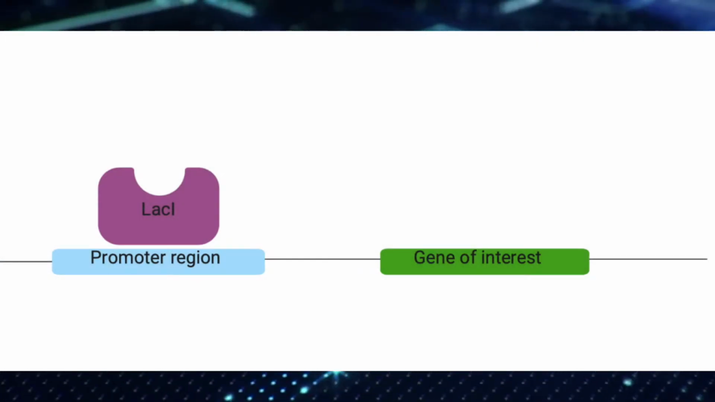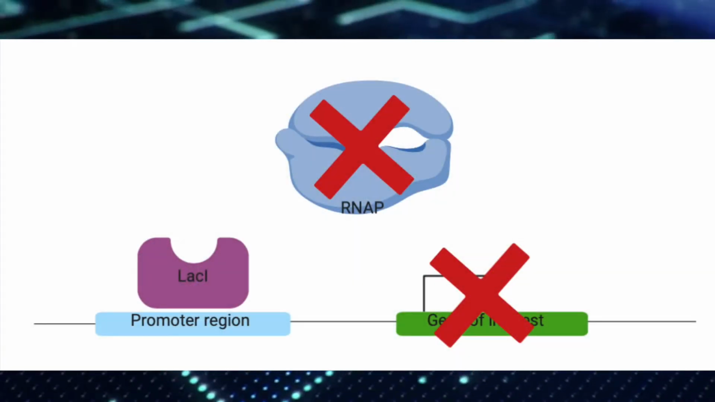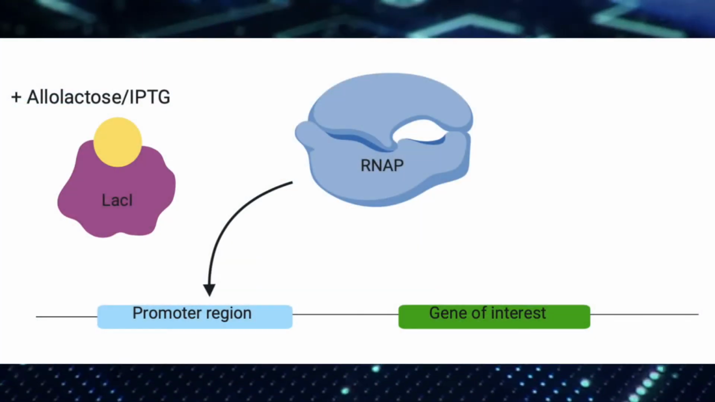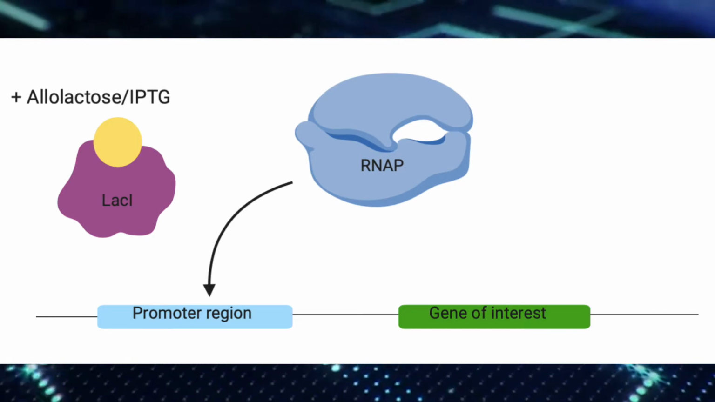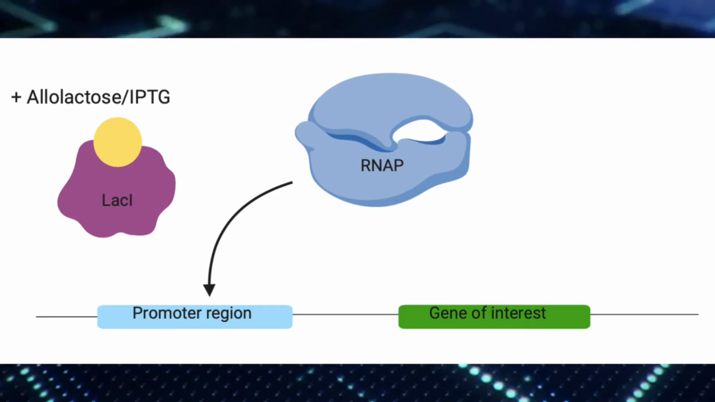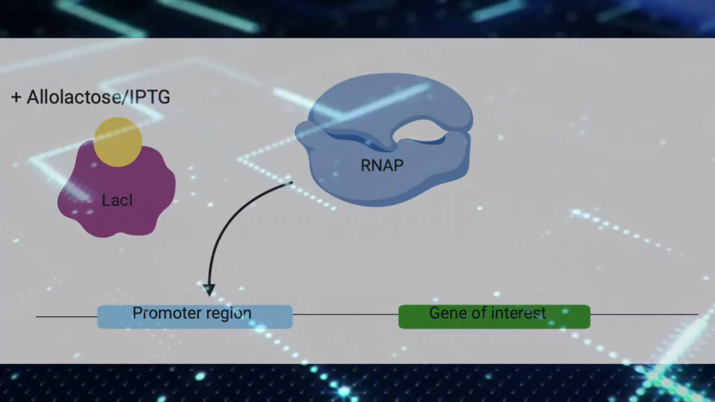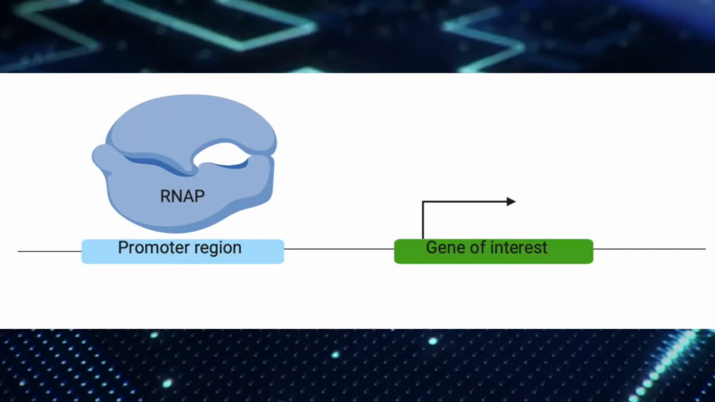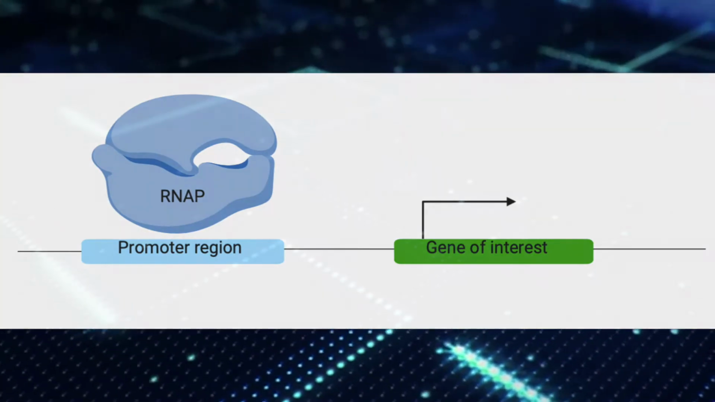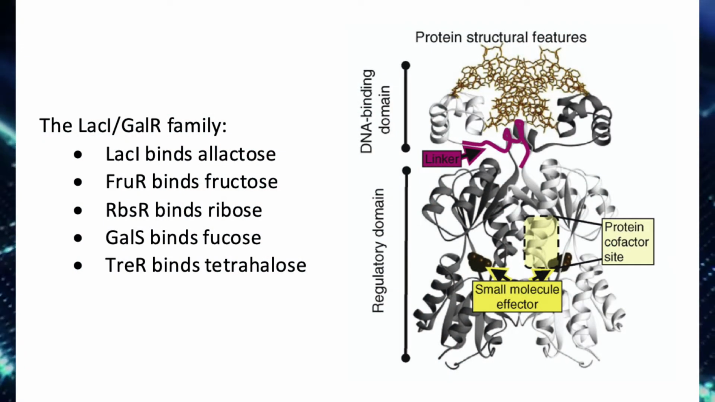LacI binds the lac promoter and prevents transcription of downstream genes by blocking RNA polymerase binding. In the presence of its ligand, allolactose, or its non-hydrolyzable equivalent, IPTG, LacI loses its affinity for the promoter. The presence of the ligand de-represses the promoter region, allows RNA polymerase to bind, and transcription to proceed.